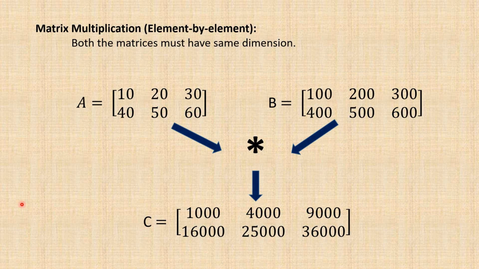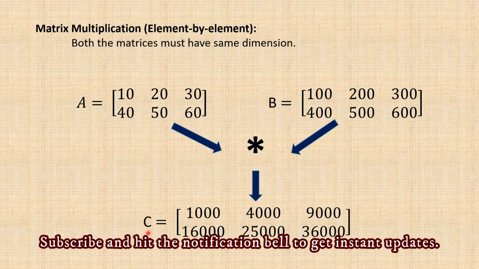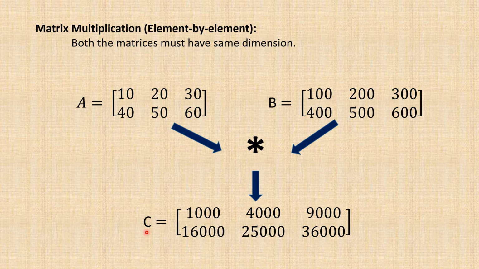Next is element by element matrix multiplication, where the requirement again is that both matrices must have the same dimension. Here I am considering A and B as two matrices of the same dimension, 2 rows and 3 columns. If we perform element by element multiplication of these two matrices, we get a matrix C, where 10 is multiplied with 100 to get 1000 in matrix C. In the same way, 60 is multiplied with the corresponding element in the B matrix, 600, which produces 36,000.